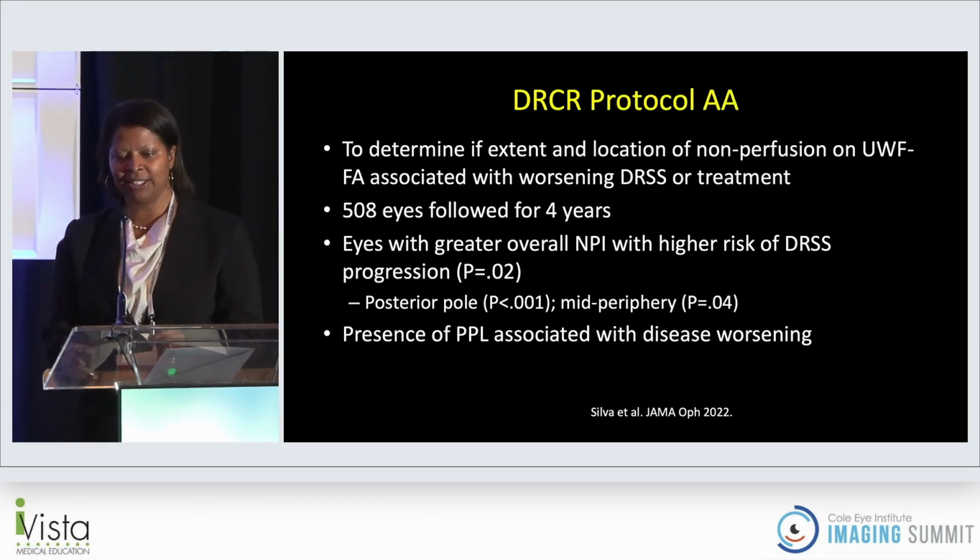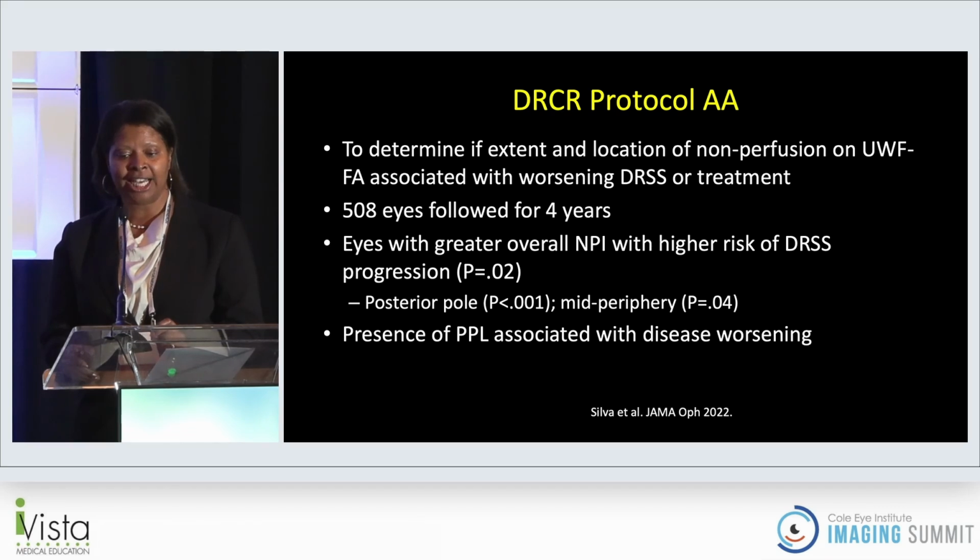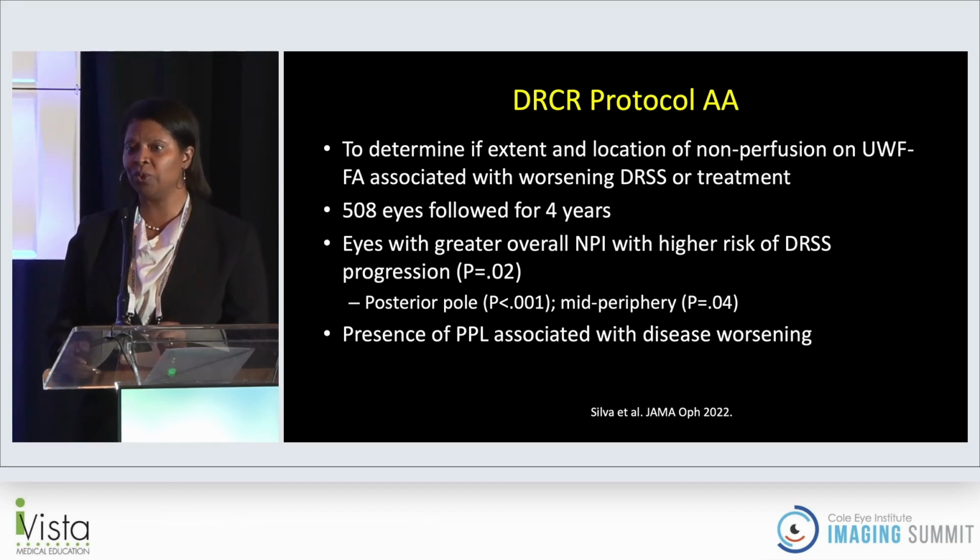So Yasha briefly touched on DRCR protocol AA, which was one of the DRCR protocols to determine if the extent and location of non-perfusion on ultra-wide field fluorescein was associated with worsening diabetic retinopathy severity scale score or need for treatment. So this was 508 eyes followed for 4 years. Eyes with greater overall non-perfusion did have a higher risk of progression of diabetic retinopathy severity score. And those with predominantly peripheral lesions had a higher risk of associated disease worsening. So this is something that you're really going to find particularly on the wide field imaging.